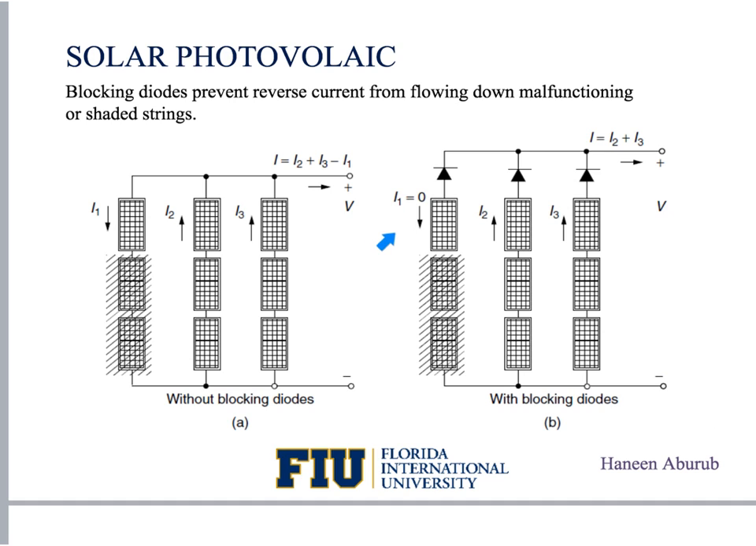So the current drawn by the shaded string here is 0, so we will get that the total current is I2 plus I3. But in the case of without blocking diodes, the shaded cell will draw current from the array, and this will decrease the total current by the value of I1.